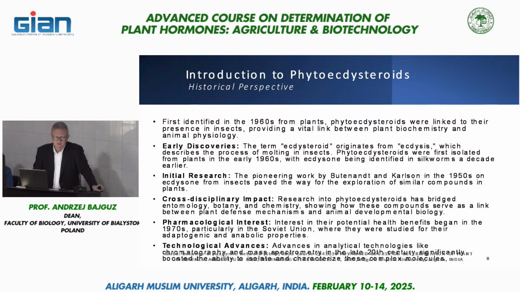In the early 1960s, researchers discovered that similar compounds were present in plants. This finding opened the door to a completely new perspective. Plants were not only producing ecdysteroids, but they were using them for their own growth regulation and defense mechanisms. The first ecdysteroids were isolated from plants like Ajuga and Leuzea, leading to increased interest in their ecological and pharmaceutical roles.